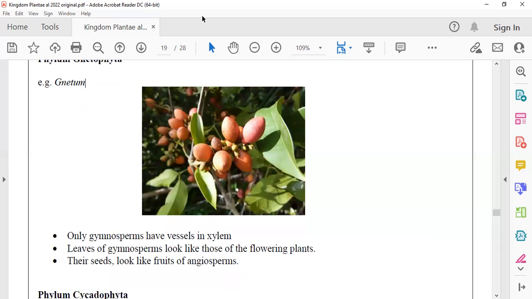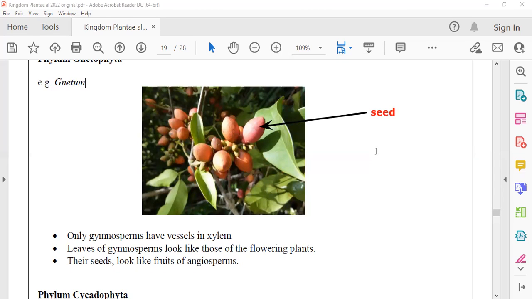In this picture, you can see the seed. What is this? Seed, sir. But once you see the seed, does it look like a seed to you? No, sir, like a fruit. Like a fruit. So your book is telling seeds will look like fruits of angiosperm. Understood? Yes, sir. Are you clear? Clear, sir.